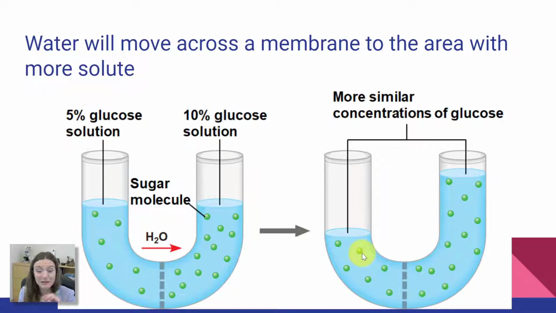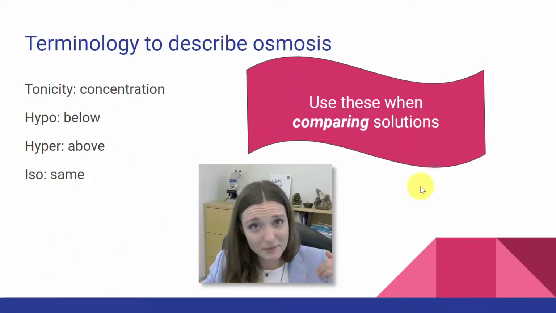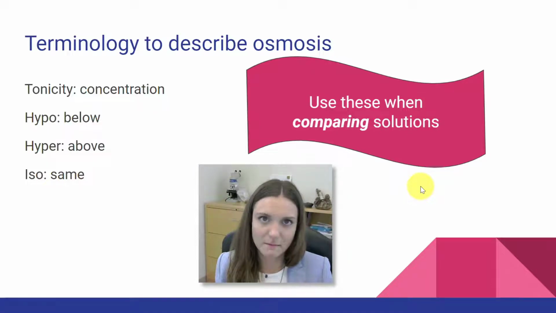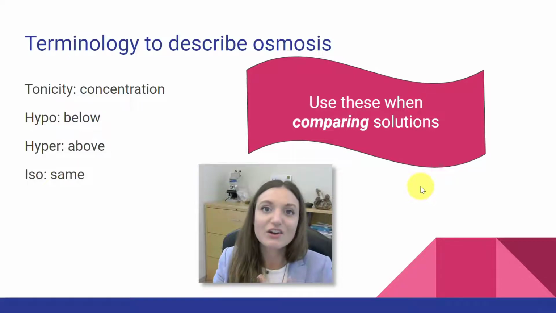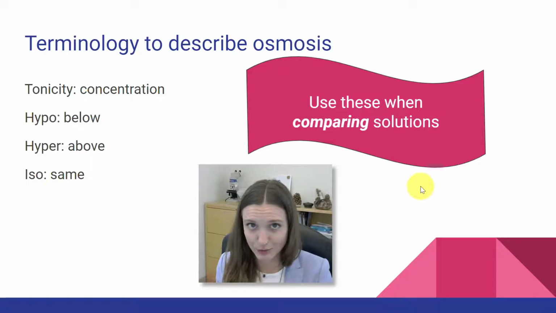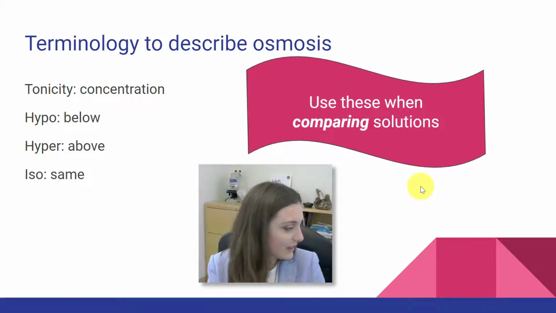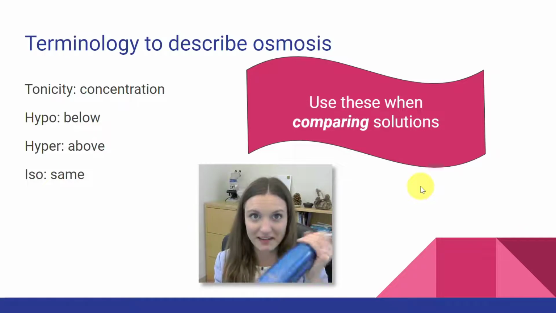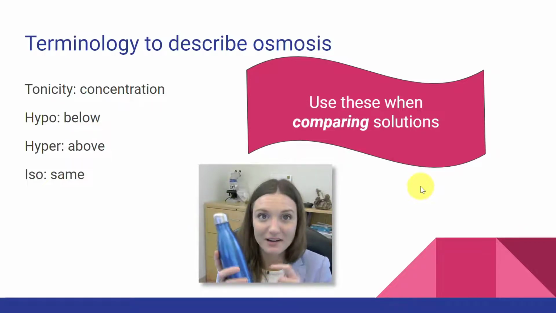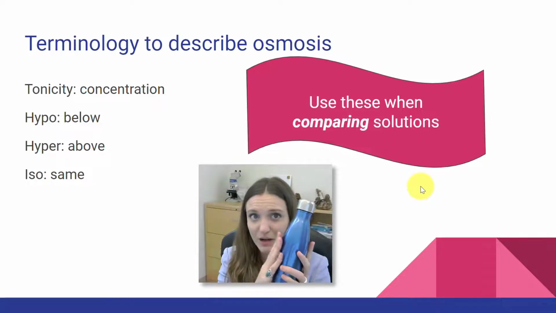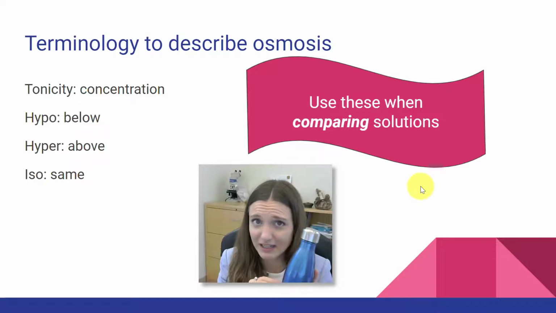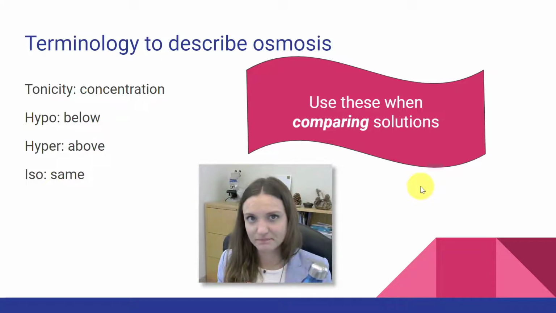Because now we're going to use some special terms to talk about those differences in solute concentration. When we're talking about osmosis, when we're talking about water moving across a membrane, we use these terms: hypotonic, hypertonic, and isotonic to compare the solute concentrations of two different solutions. These are only used when we are comparing one solution to another. This water that I have here in my water bottle, we would not use hypertonic, isotonic, or hypotonic to talk about just the water. We're only using them if we were comparing this water in here to a second solution. Got it? Okay.